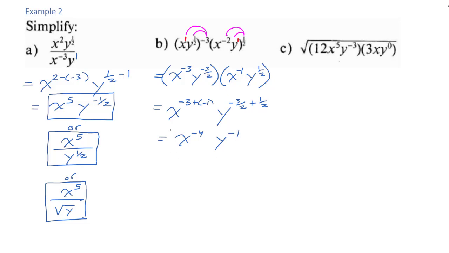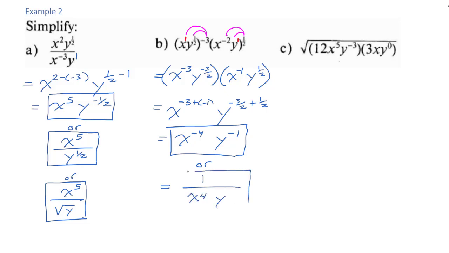All right, now again, some textbooks say, you can stop here. But most professors I've encountered in most of my life, I've always rewritten everything with a positive exponent. So I would strongly suggest you rewrite all your answers, at least with a positive exponent. So there, it's 1 over x to the 4 times y.